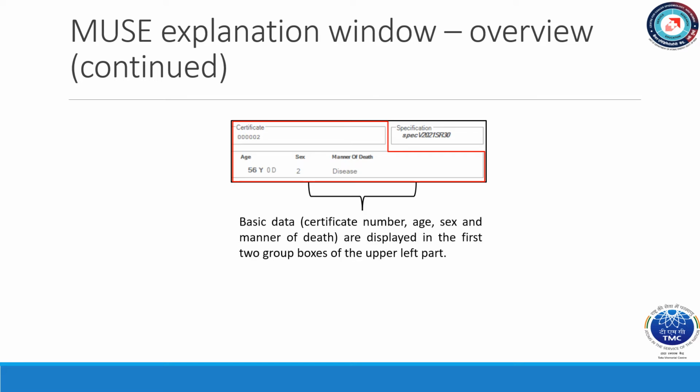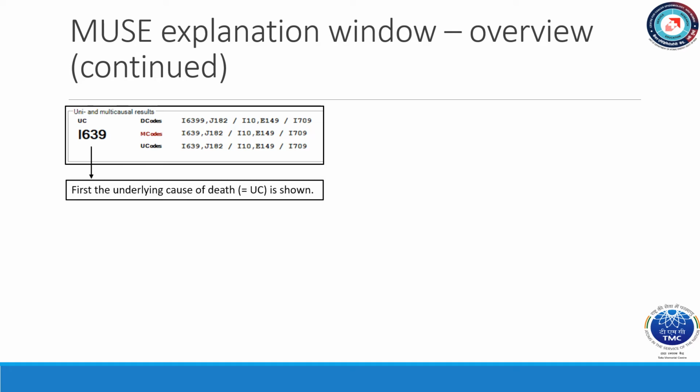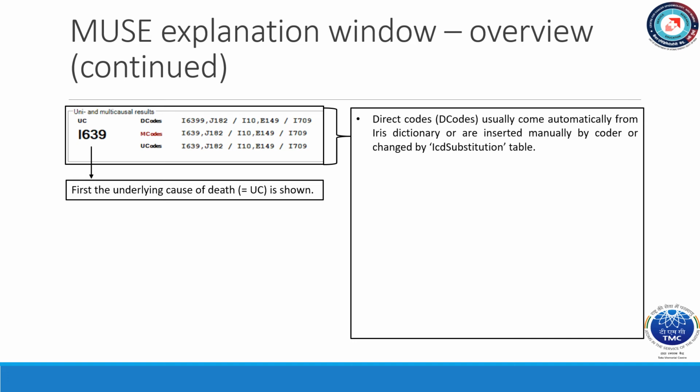Coming back to the Muse explanation window, the certificate group box at the top left represents the basic information of the particular electronic certificate, displaying the certificate number, age, sex, and manner of death as entered in the system. The next group box gives summarizing information about the uni- and multi-causal results. First is the underlying cause of death, that is UC, displayed. Then are the direct codes, that is D codes, that usually come automatically from the Iris dictionary or can be inserted manually by coders or changed by the ICD substitution table.